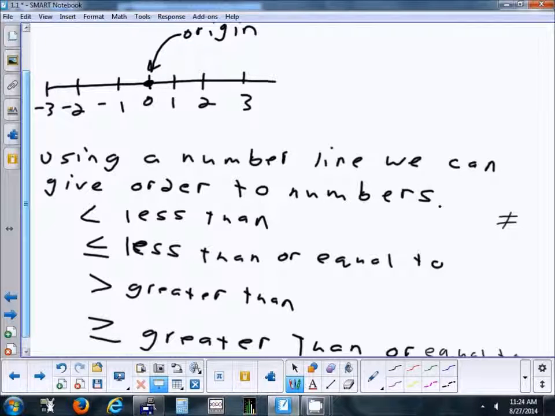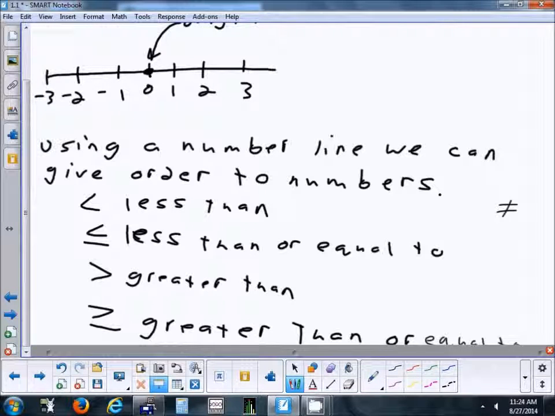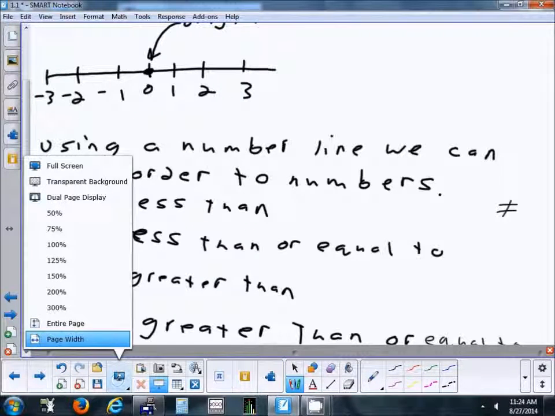Okay, not equal to is also an inequality, but it doesn't really tell me anything. A is not equal to B. So I still don't know if A is smaller than B or if it's bigger. But these 4 symbols give me some kind of relationship between the 2. If a number is greater, that means it's to the right on a number line. If it's smaller, it's to the left. Okay, so those are 4 inequality symbols.